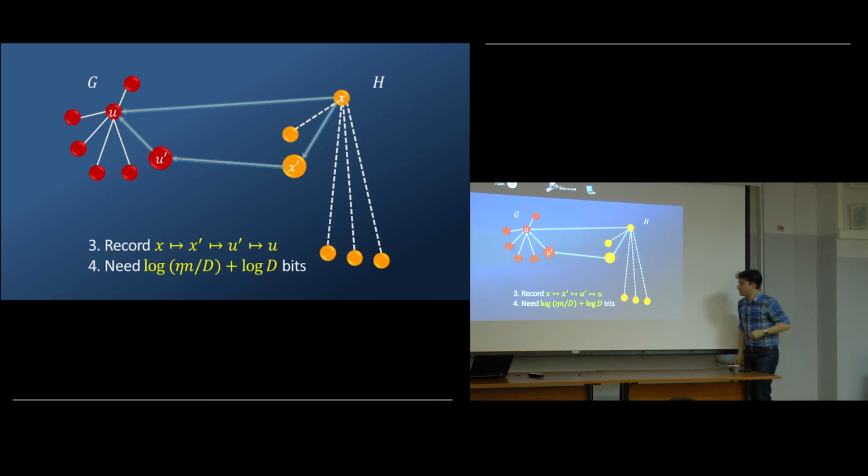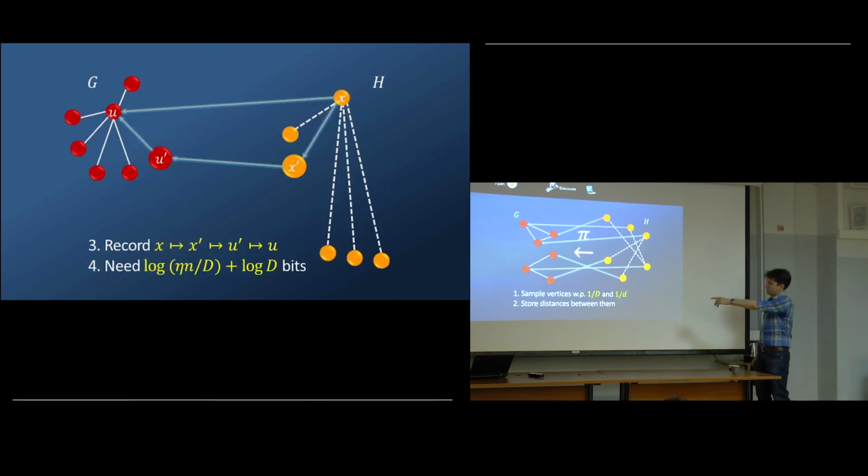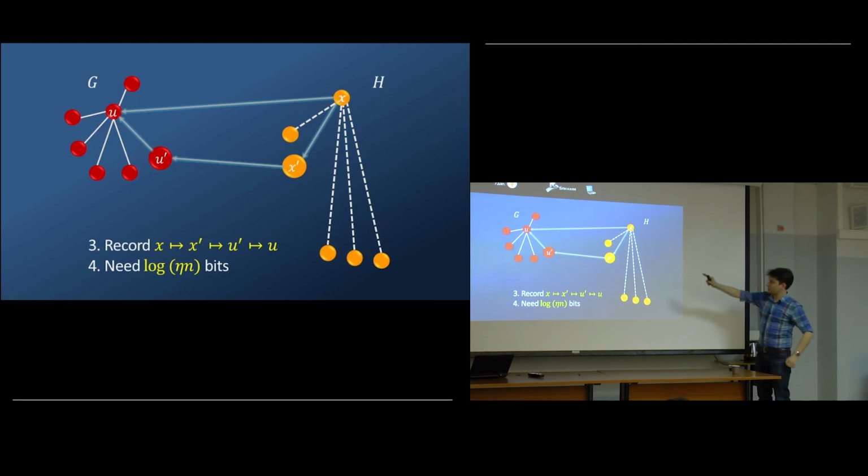And so to encode the index of u prime, to encode u prime for x prime, we need logarithm of eta n over d bits. Once we encoded this vertex u prime, we need to point to the vertex u. So we assumed, under the simplification, that the degree of every vertex in G is capital D. So we need another log D bits to pick the right neighbor of u prime. So in total, we have log eta n bits to store this mapping from x to u.